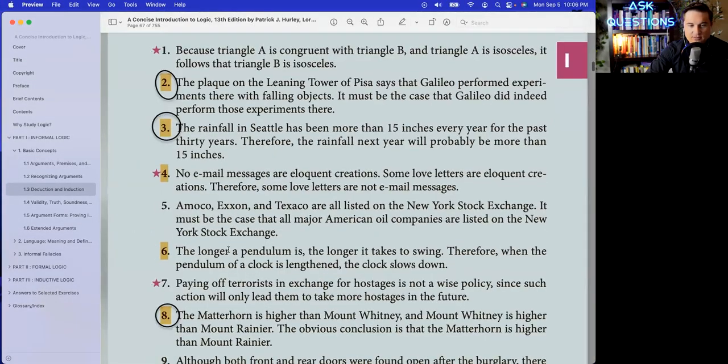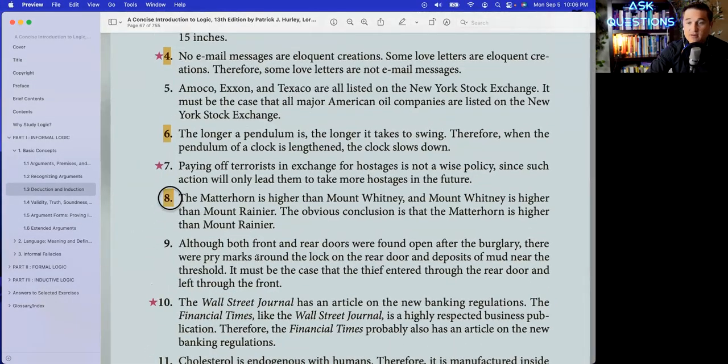All right, I'll let you do 4 and 6 on your own. Let's do 8. The Matterhorn. So not the one in Disneyland. We're talking about the actual mountain that the ride in Disneyland is made after. The likeness thereof is higher than Mount Whitney, and Mount Whitney is higher than Mount Rainier. The obvious conclusion is that the Matterhorn is higher than Mount Rainier.